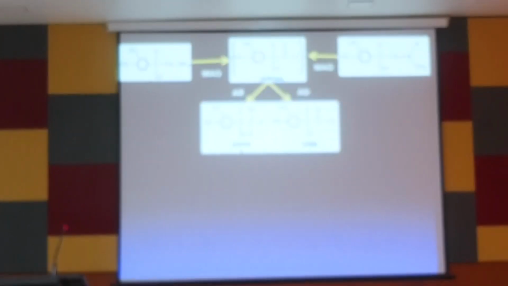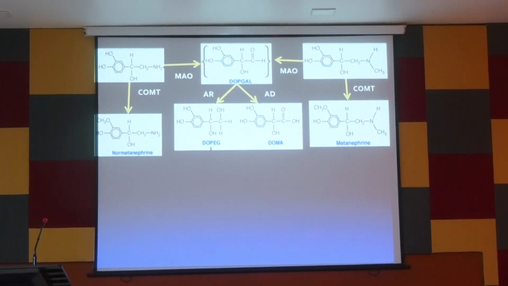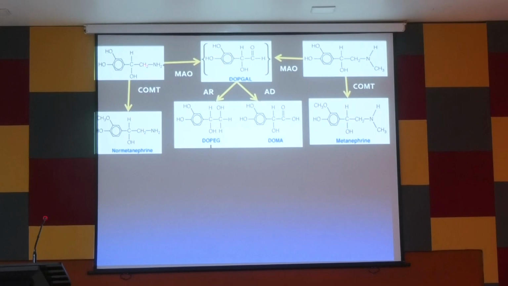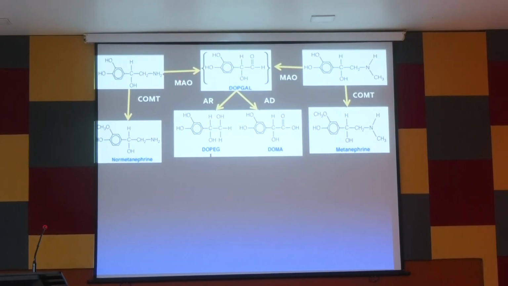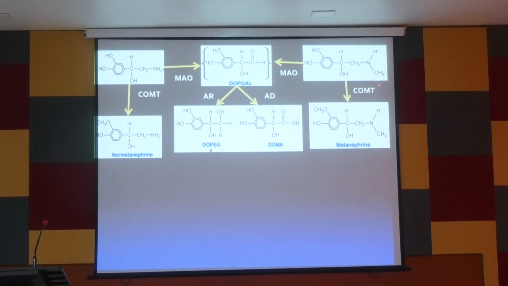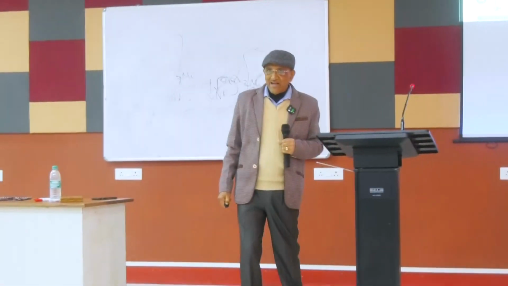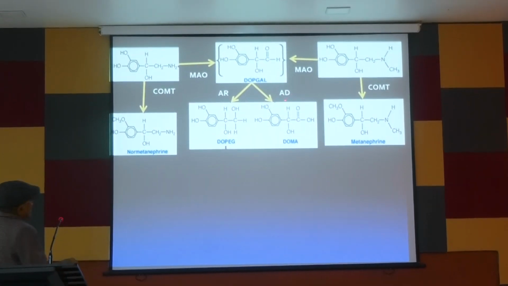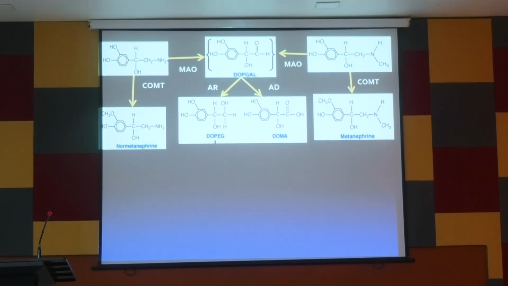Now, this is the process of metabolism. You can see here, what is this? Norepinephrine. With the help of MAO, there is formation of DOPGAL. It is the same for epinephrine, formation of DOPGAL. What is the full form of DOPGAL? Dihydroxy phenyl glycoaldehyde. Gal means aldehyde. And with the help of two enzymes, reductase and dehydrogenase, there is formation of DOPEG. What is DOPEG? 3,4-dihydroxy phenyl ethylene glycol.